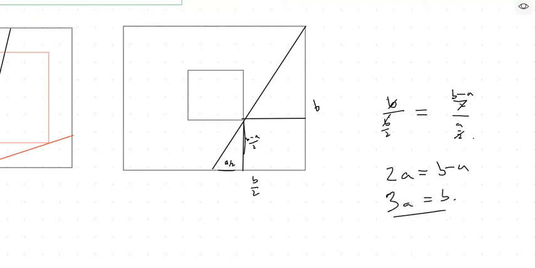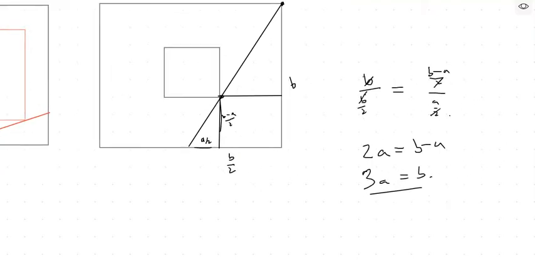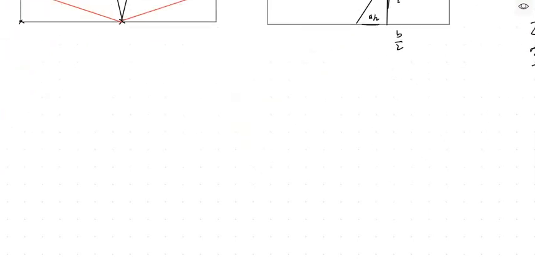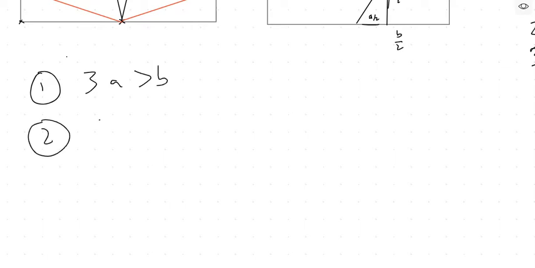So at this point, when 3A equals B, our cone of vision goes directly into the corner. So the intuition there was correct. Okay, so we can now think about these two situations separately. Condition 1 is 3A is bigger than B, and condition 2 is 3A is less than B. So let's look at condition 1 first.